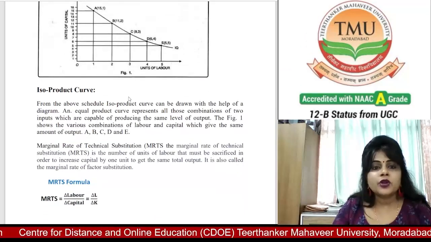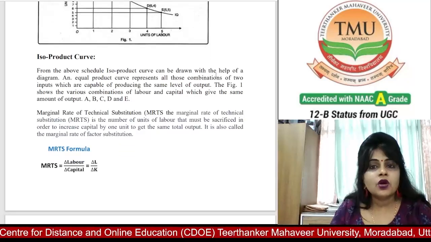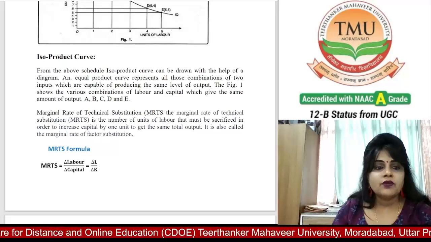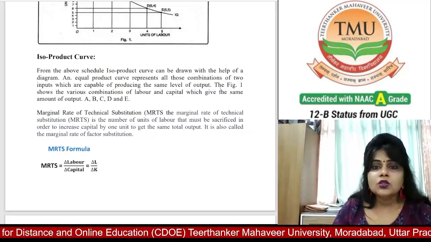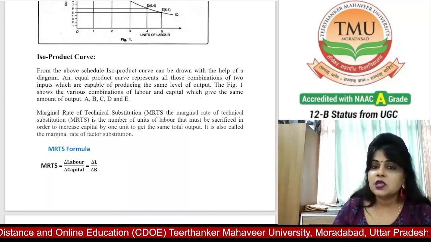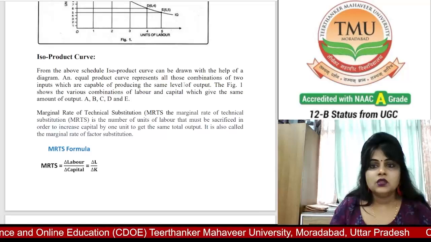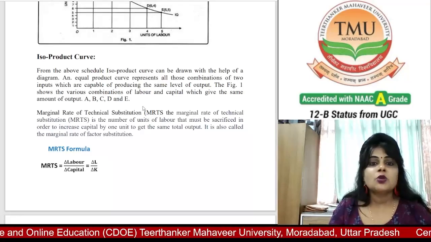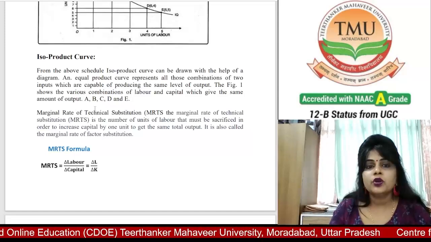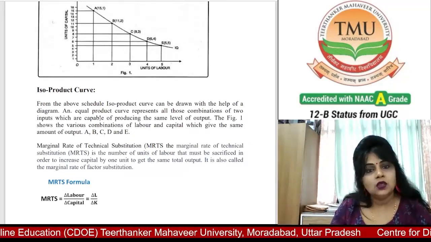Now, the iso-product curve. From the above schedule, the iso-product curve can be drawn with the help of a diagram. An equal product curve represents all those combinations of two inputs which are capable of producing the same level of output. I have also explained it before. Figure 1 shows the various combinations of labor and capital which give the same amount of output: A, B, C, D, E.